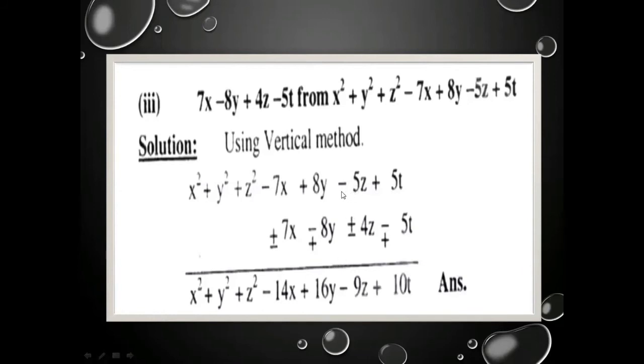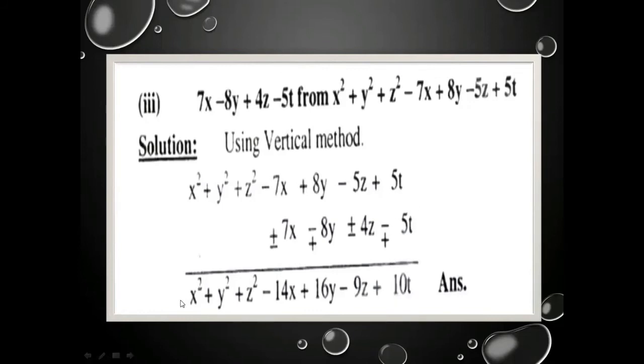And from the next column, minus will be plus. 5 plus 4 answer is 9. 5 is greater, put here minus sign. So minus 9z is the answer. Then plus plus is plus. 5 and 5 will be added giving answer 10t.